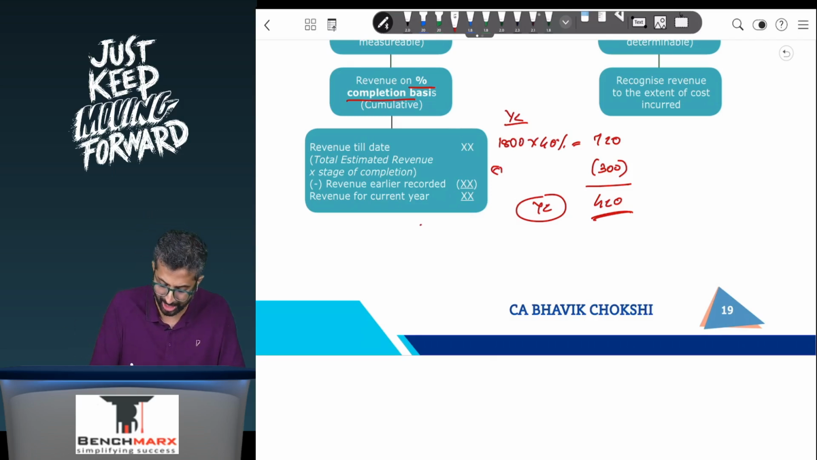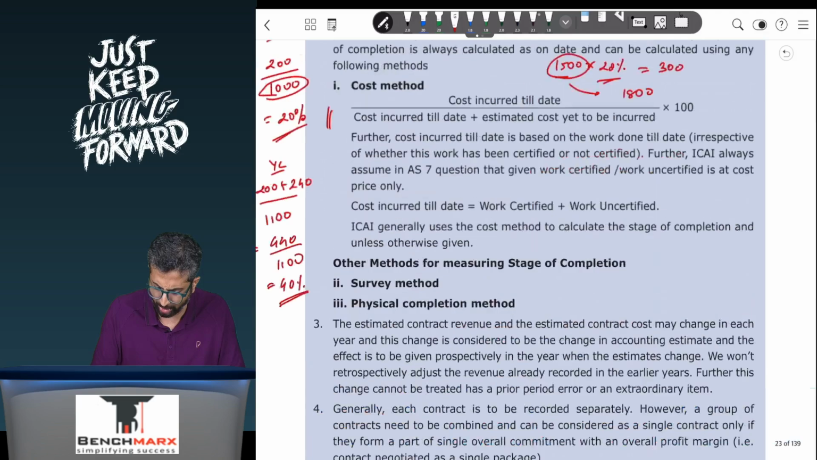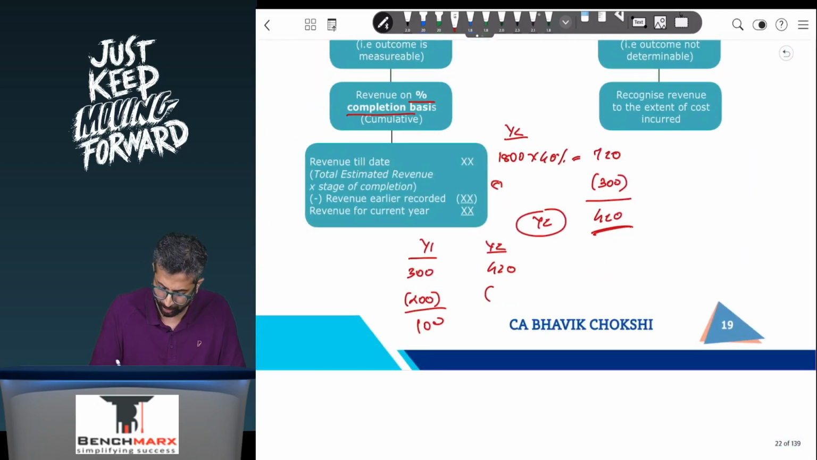So if I had to calculate the contract profits, there will be contract revenue which is worth 300 in the first year less cost of 200, that is 100, and there will be, for example, 420 in the second year minus, I think you have incurred another 240 of cost in the second year, and hence this would be, let us say, minus 240, I think 180.